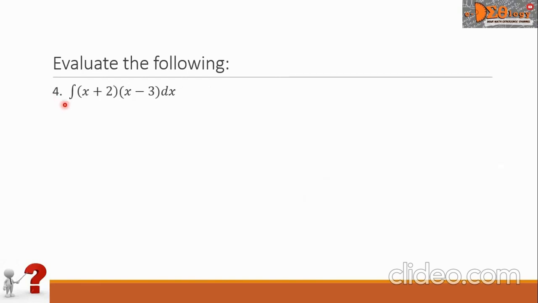Example 4. The integral of the product (x + 2)(x - 3) dx. In here, we're going to evaluate the product first. We have the integral of the polynomial x squared minus x minus 6 dx. This is the product of our x plus 2 times x minus 3. From here, we're going to take the integral of each of the terms.